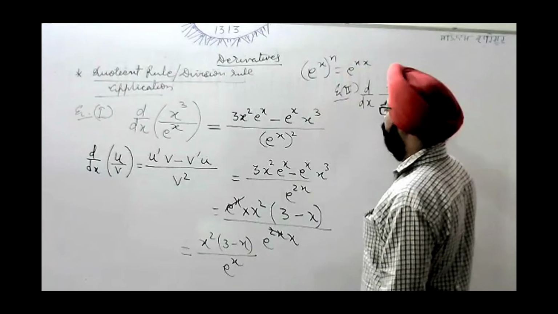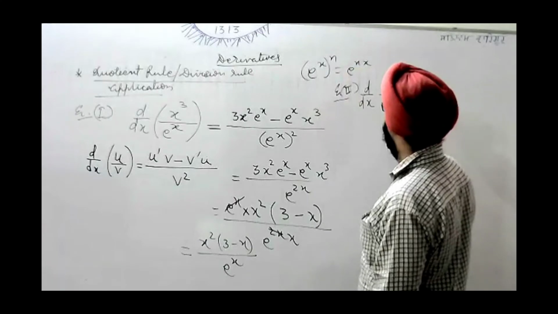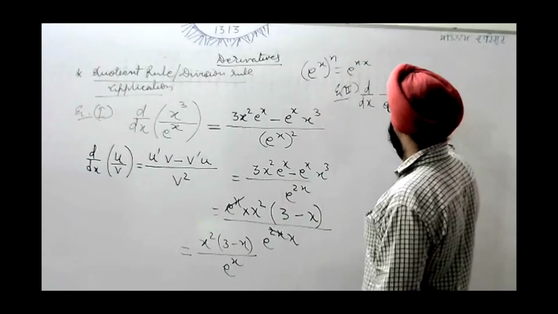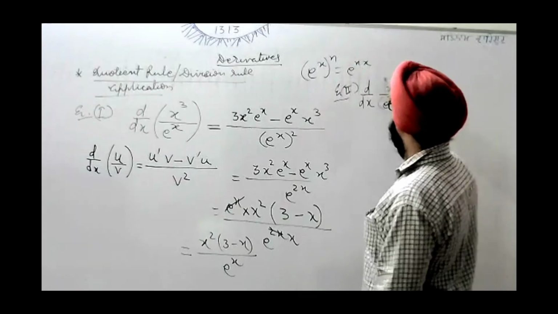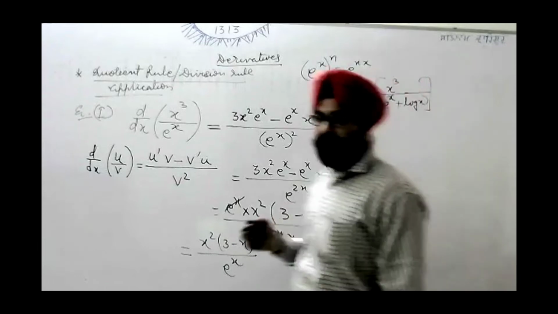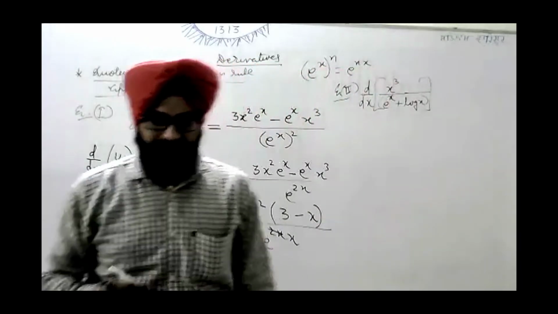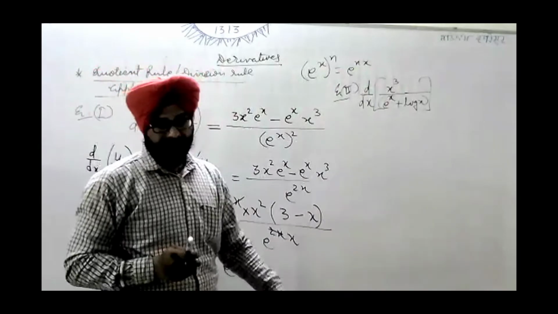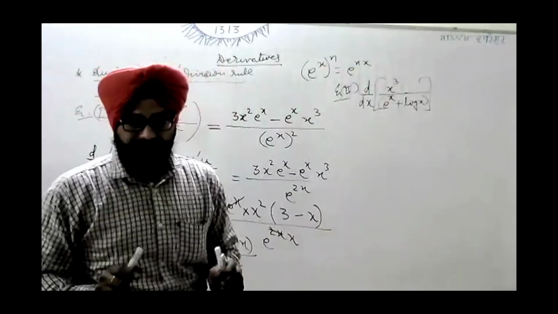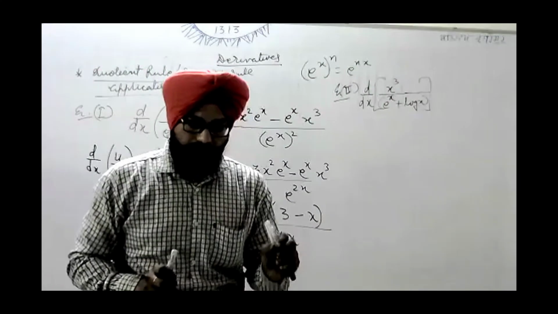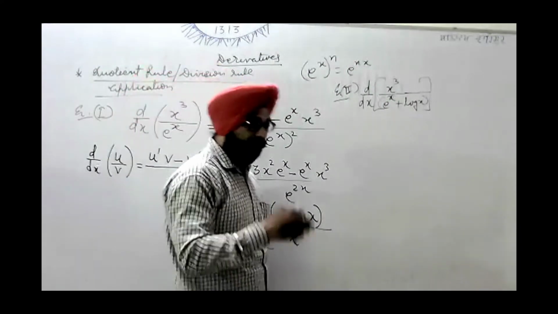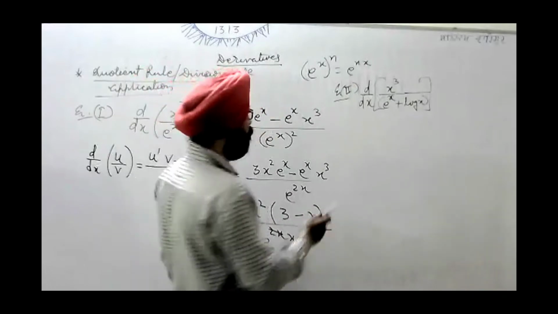x cube upon e to the power x plus log x. Now we can see the denominator is a two-termed expression. Each term is a basic function. Two terms are there, so we have to be alert. I advise you, whenever such a case appears, write its derivatives in brackets only. Then after simplifying, you open.